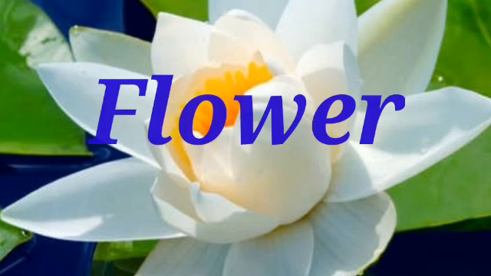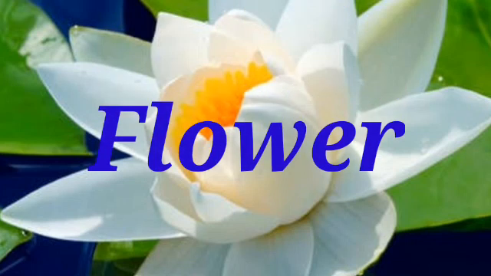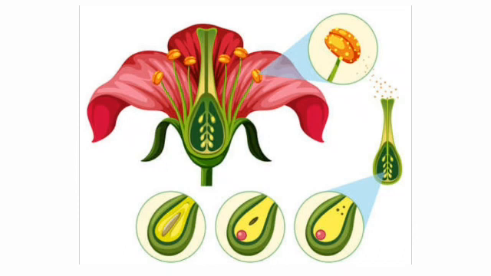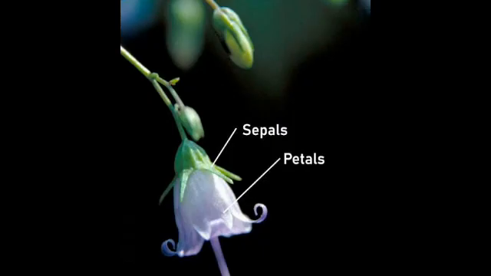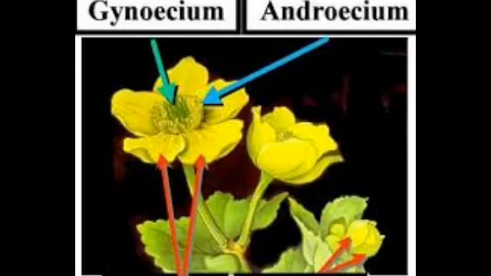Next we study about flower. Flower is the reproductive part of a plant. It is a modified shoot. Flowers have four important parts: sepals, petals, gynoecium, androecium.